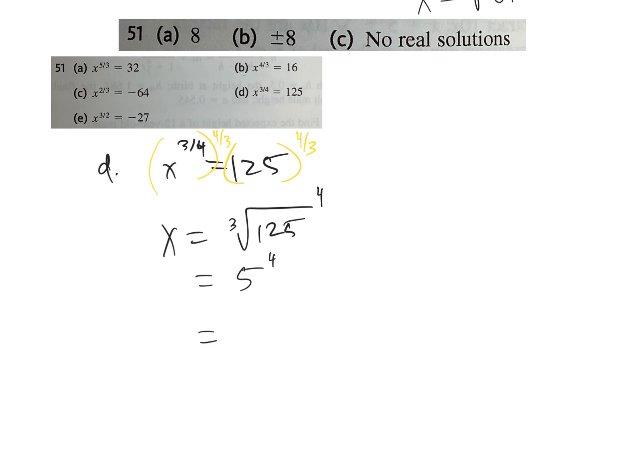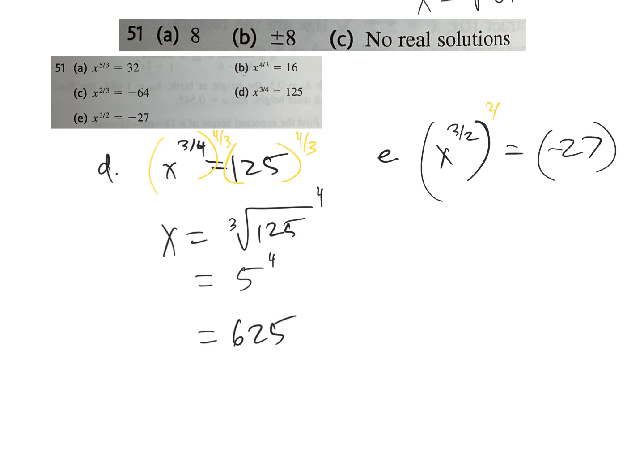Let's see. 5 times 5 is 25. Times 5 is 125. Times 5 is 625. Okay. And E, x to the 3/2 equals -27. We're going to raise those to the 2/3. And that's x equals cubed root of -27, which we know. And then we square that. So that's -3 squared is 9.